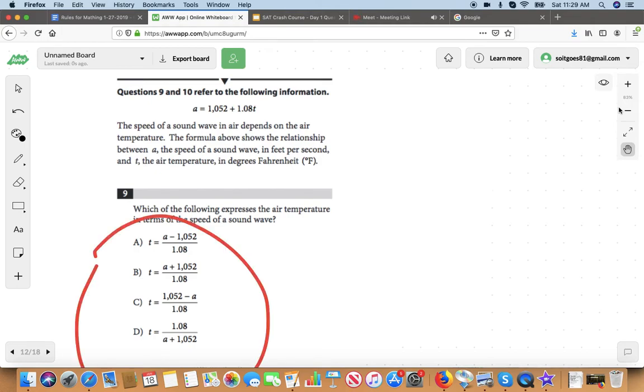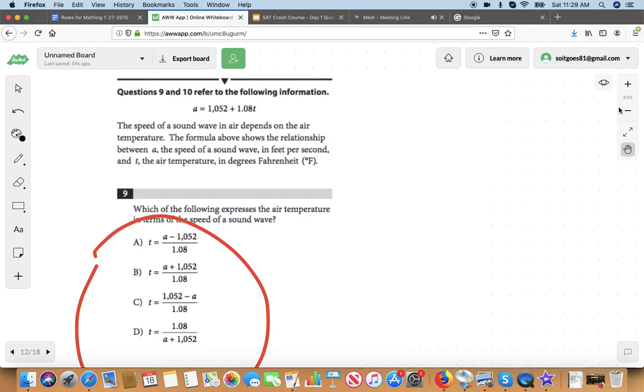Notice in all those answer choices, the T, which is the air temperature, by the way, not A. A is the speed. And they tell us that up here, right? A is the speed of the sound wave, and T is the temperature. So you got to keep that straight. But in all those, the T, the temperature, is isolated on the left-hand side of the equation. So when they say, which of the following expresses the temperature in terms of the speed? It's just a fancy way of saying isolate the T variable. Get T alone in the equation. Does that make sense?